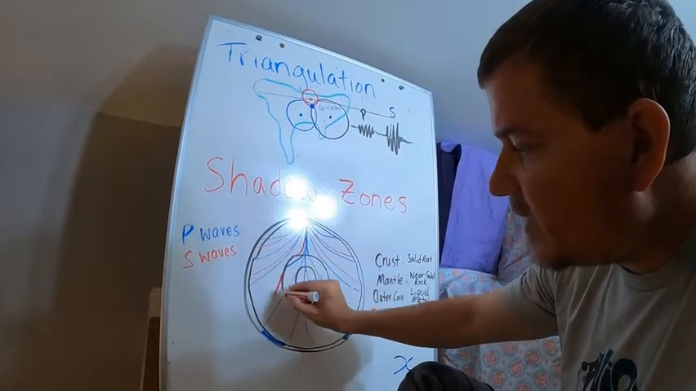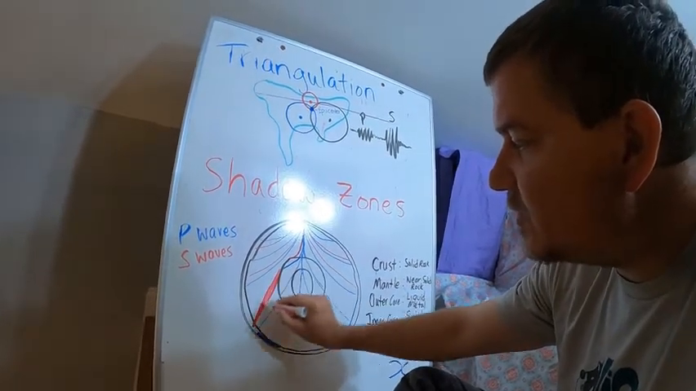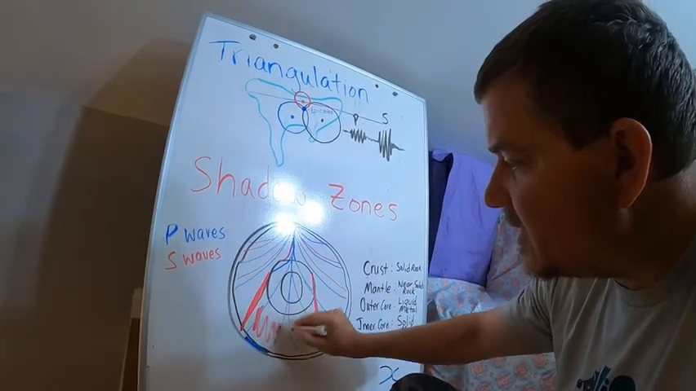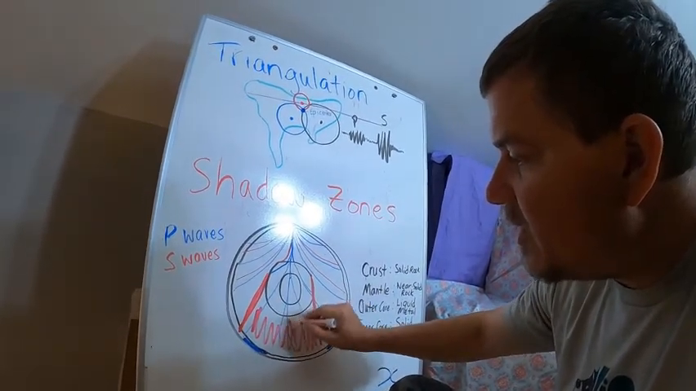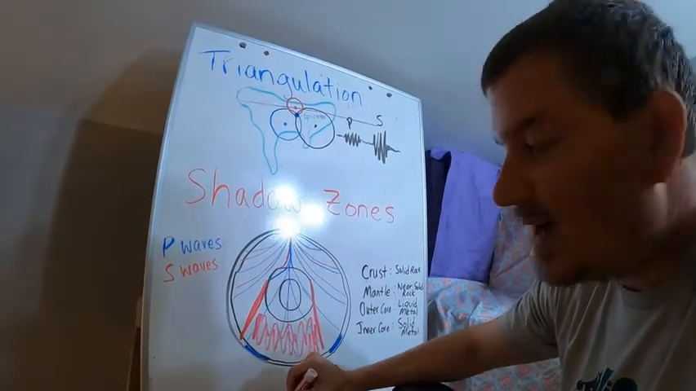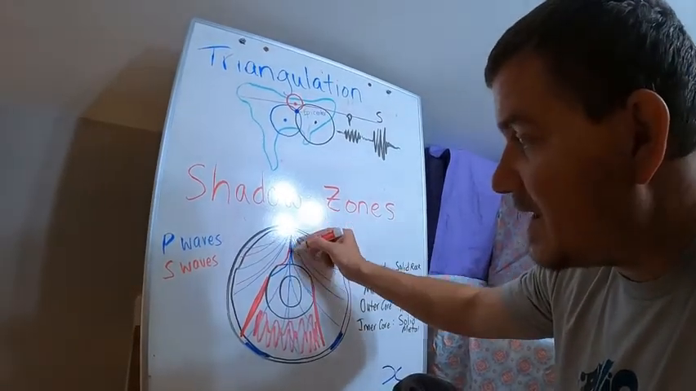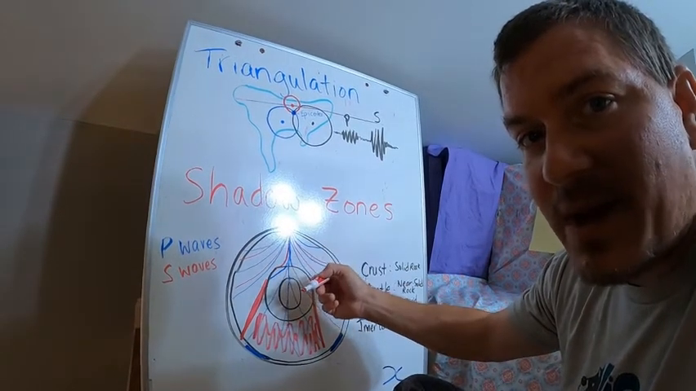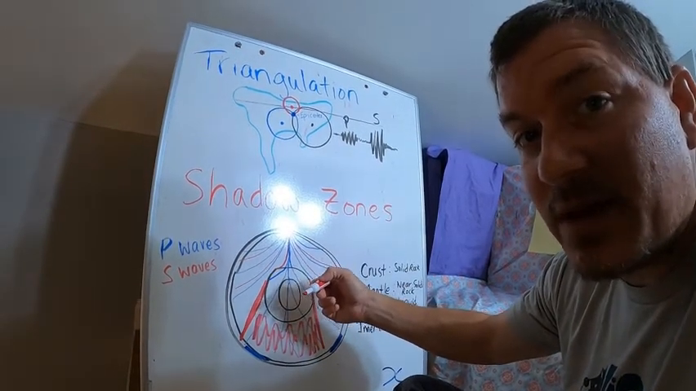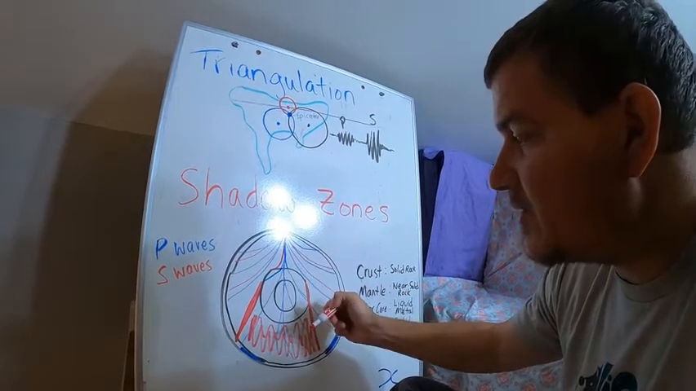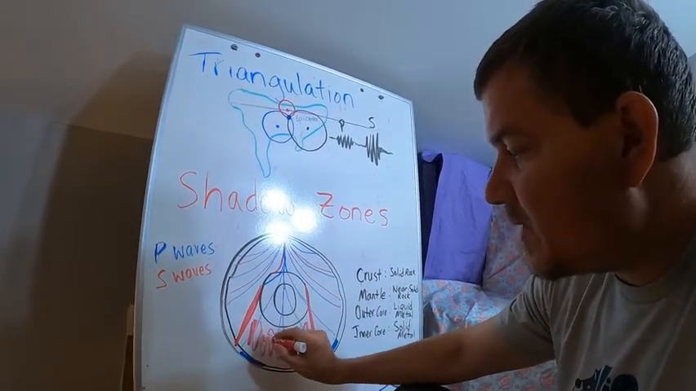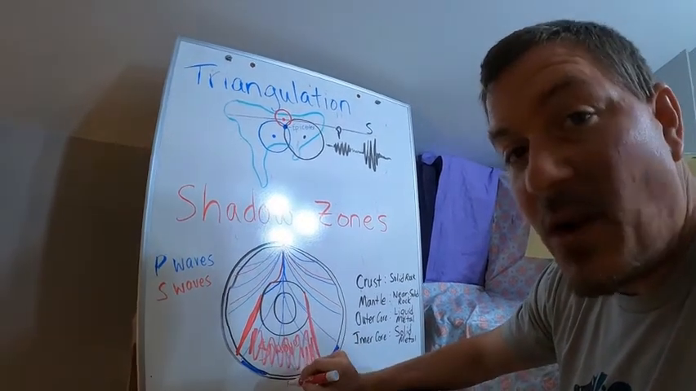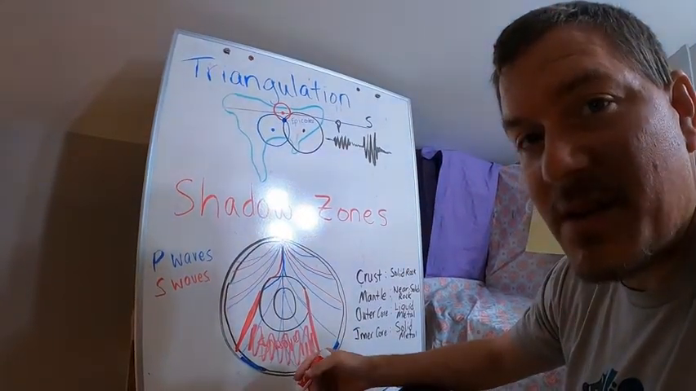So for S waves, we get this huge area on the other side of the planet, this whole shaded in area over here. No S waves can reach that side of the planet, because to get there, they would have to go through the outer core. And S waves cannot travel through liquid layers. So it can't travel through the outer core. So the S wave shadow zone is huge. It's the whole entire other side of the planet, basically.